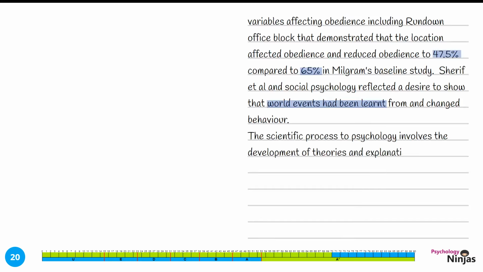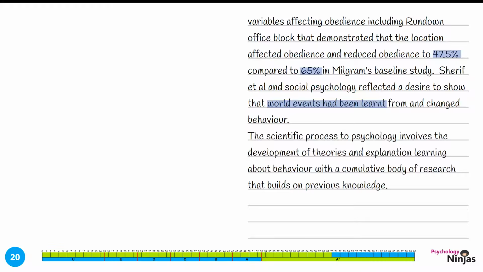over time. The scientific process to psychology involves the development of theories and explanations, learning about behaviour with a cumulative body of research that builds on previous knowledge. We've drawn some wider conclusions here, but we're showing here that it has developed and that we're building on knowledge. We've used some terminology within psychology as a science in order to demonstrate a wider understanding of issues and debates.